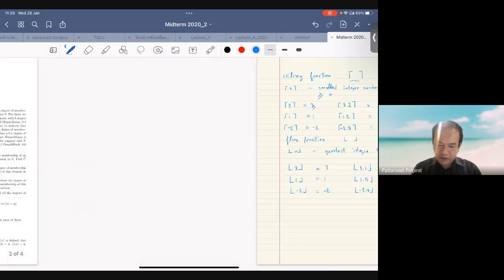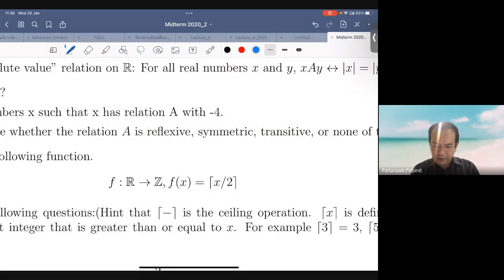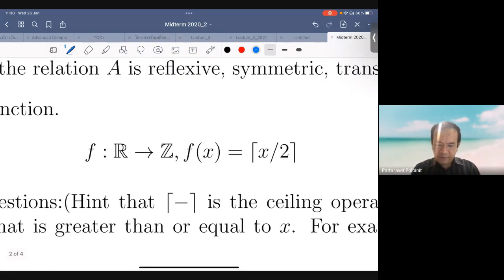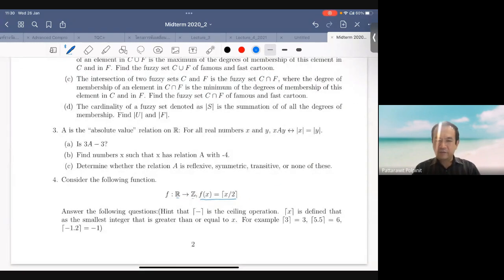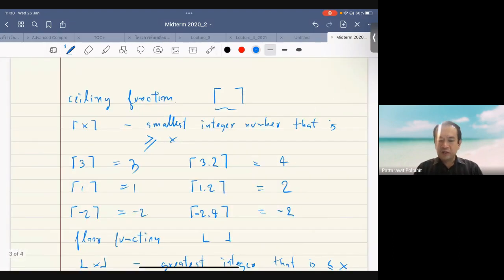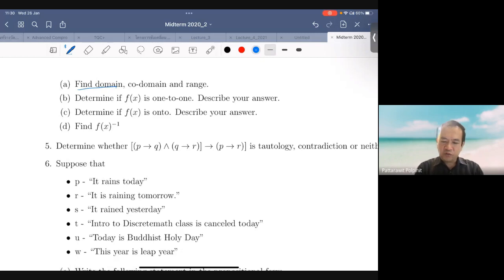Coming back to the problem, they ask you to define the function f from the set of real numbers to the set of integer numbers. f of x is equal to the ceiling of x divided by 2. I keep some explanation here again in case somebody forgot what the ceiling function is. So the question is, find the domain, the codomain and the range of this function.